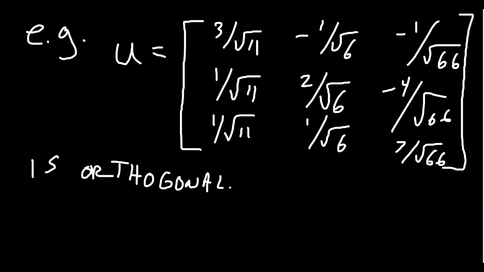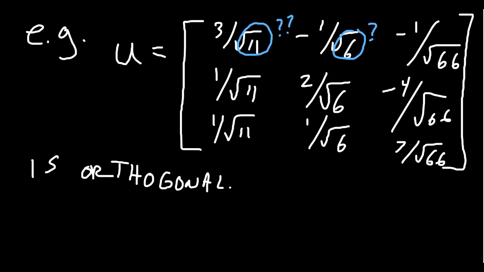So I want to give you an example of this type of thing. Here's a 3x3 orthogonal matrix. This is a real matrix. And if you look at this thing, you might be like, what the heck? Why are all these square roots showing up in this matrix here?